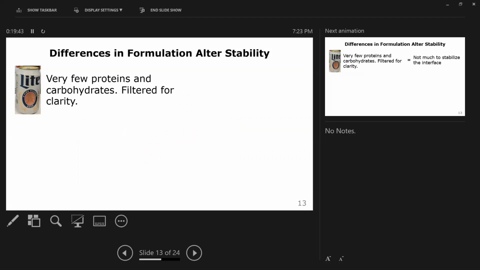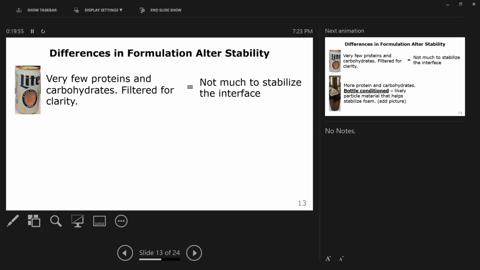It's because of the differences in formulation. It's the differences in the recipe, mostly. Miller Lite has very few proteins and carbs. It's filtered for clarity, so there's not much to stabilize the interface. You just don't have a whole lot there.